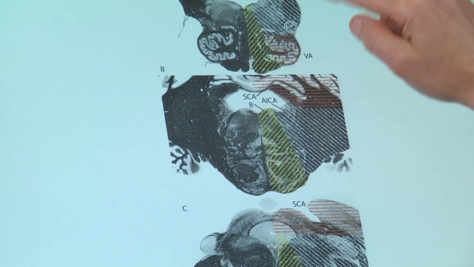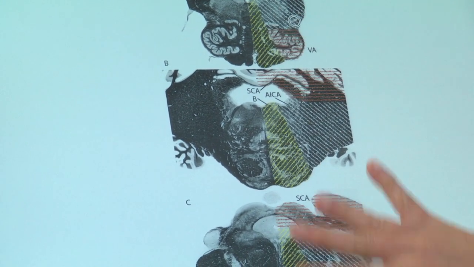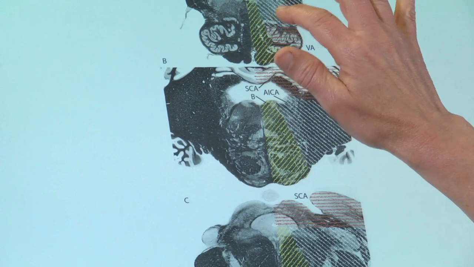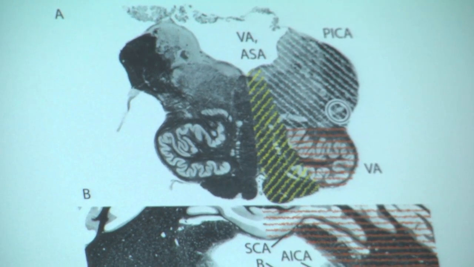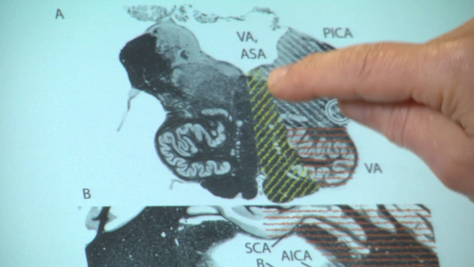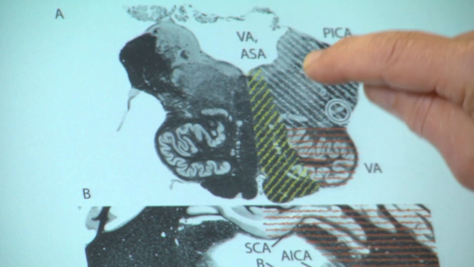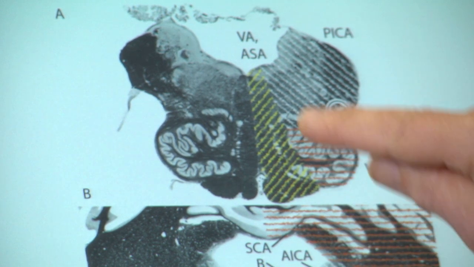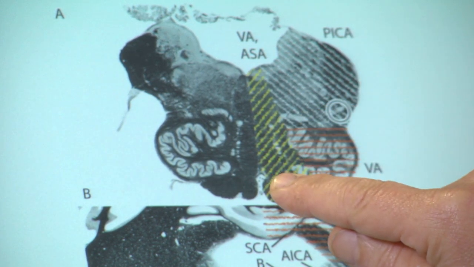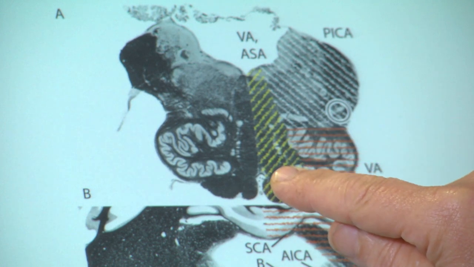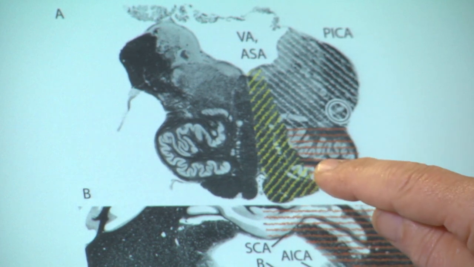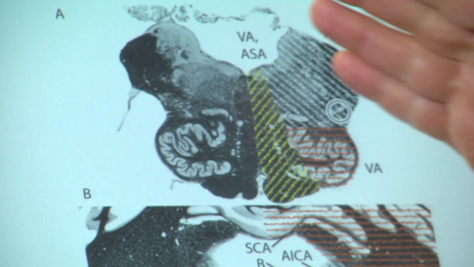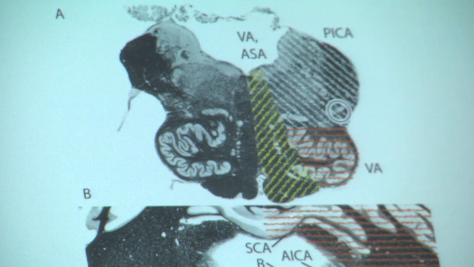We want to look at also, and the case is similar for the others, but we're now going to look more closely at what happens with PICA. So we're going to take a closer look at PICA. It provides blood to the lateral part of the medulla. Now, the medial part of the medulla is getting its blood supply from the anterior spinal artery, and then the inferior olives are getting their blood supply from the vertebral arteries, and everything else is getting its blood supply from PICA.